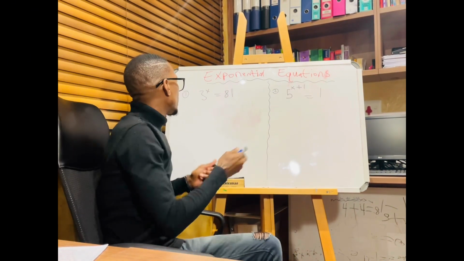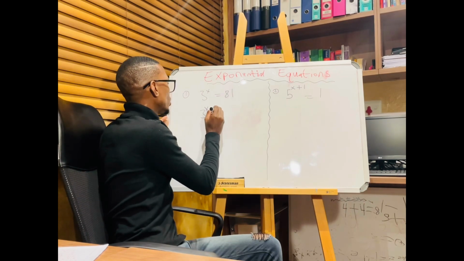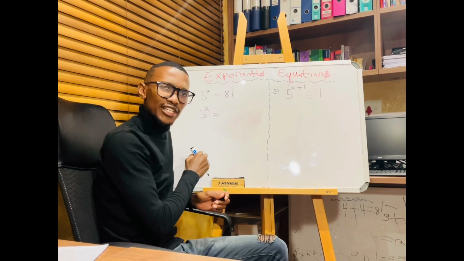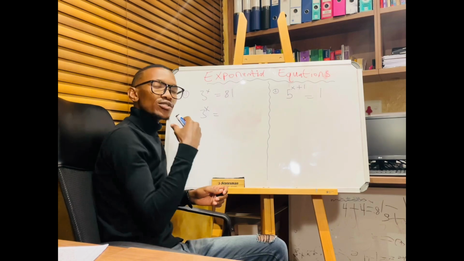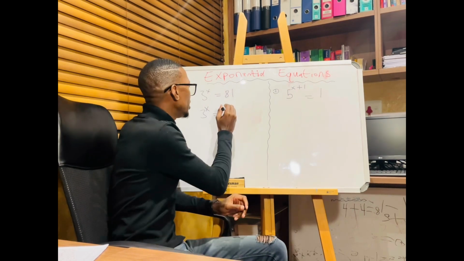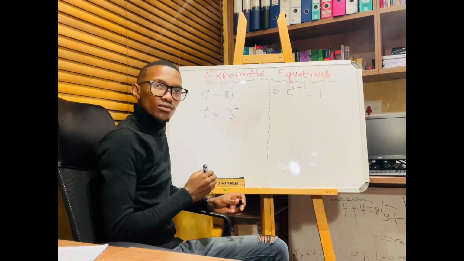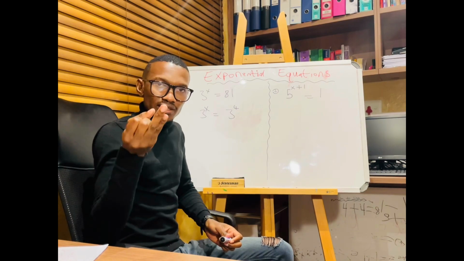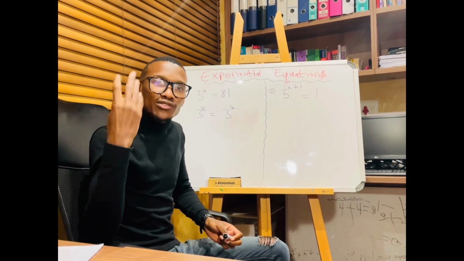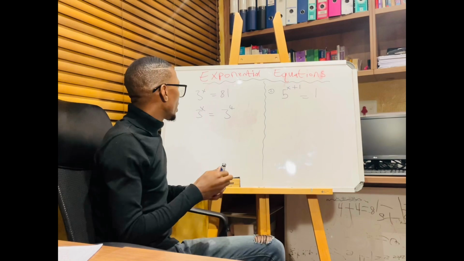Okay guys, so let me start. I'm going to say 3 to the power x equals what? If I change 81 into the simplest exponential form, it's going to be 3 to the power 4, because 3 times 3 is 9, times 3 is 27, times 3 is 81.